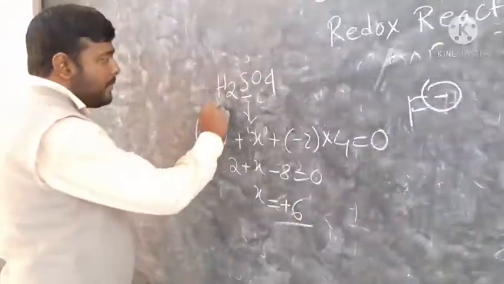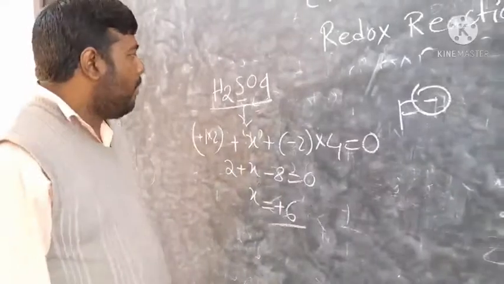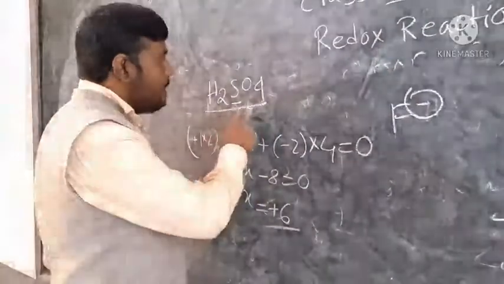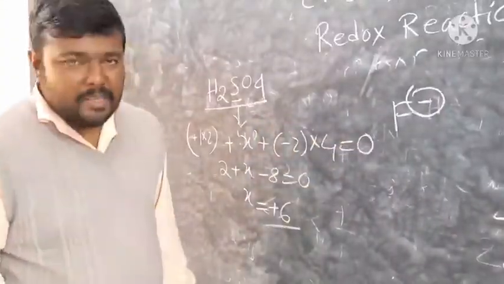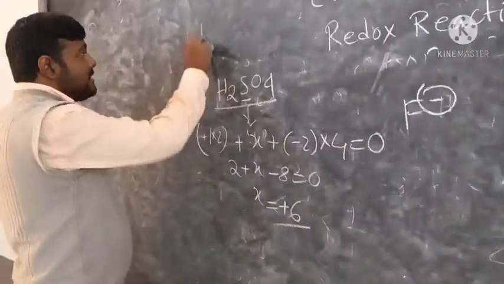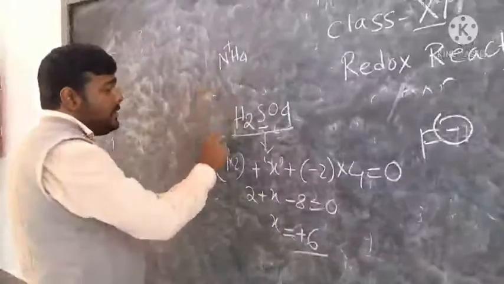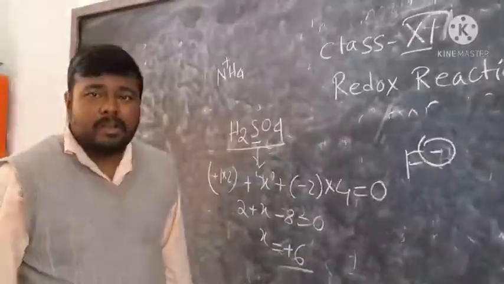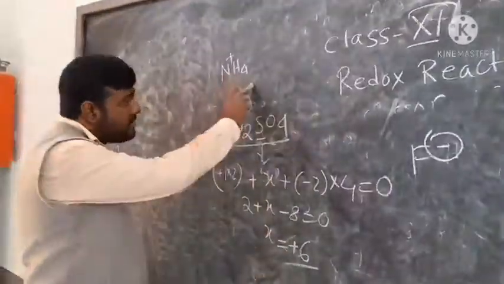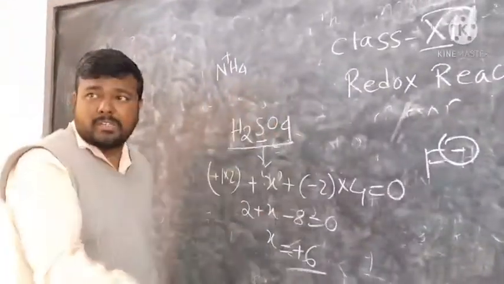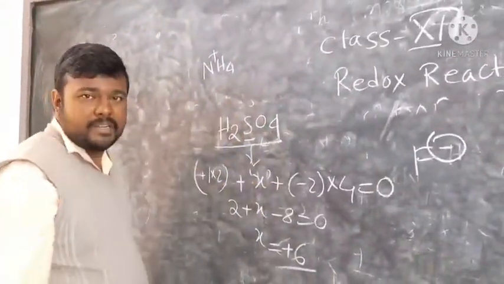So the sum of the oxidation numbers of all the elements in a neutral compound will be equal to 0. That is the main thing. And also see, if there is a charged ion like the polyatomic ion NH4+, the sum of the oxidation numbers of the individual elements will be equal to its charge, +1 or -1 or -2, etc.